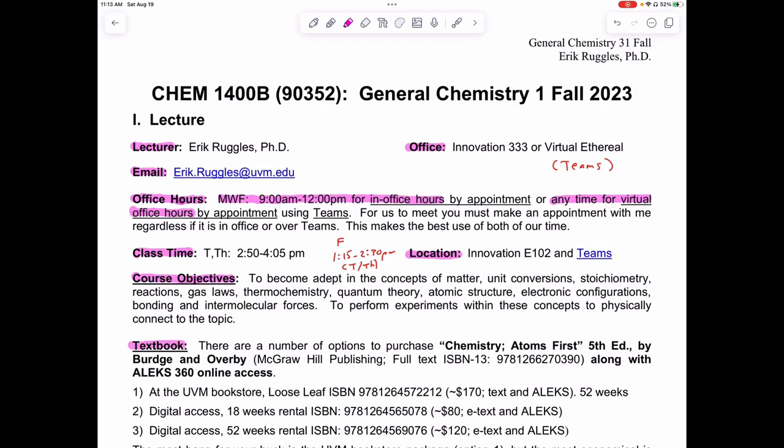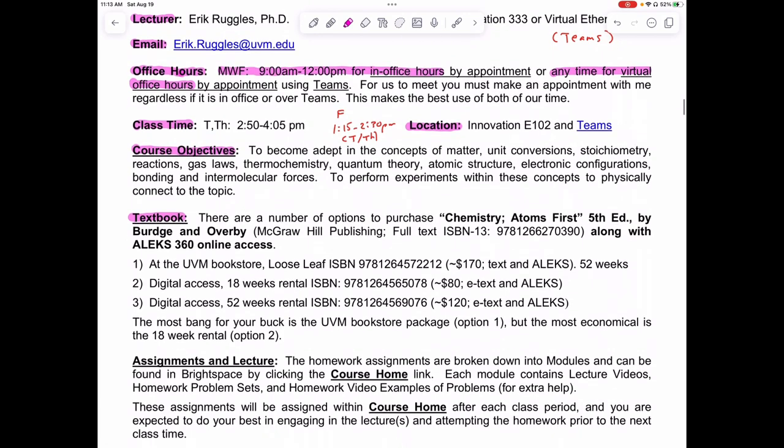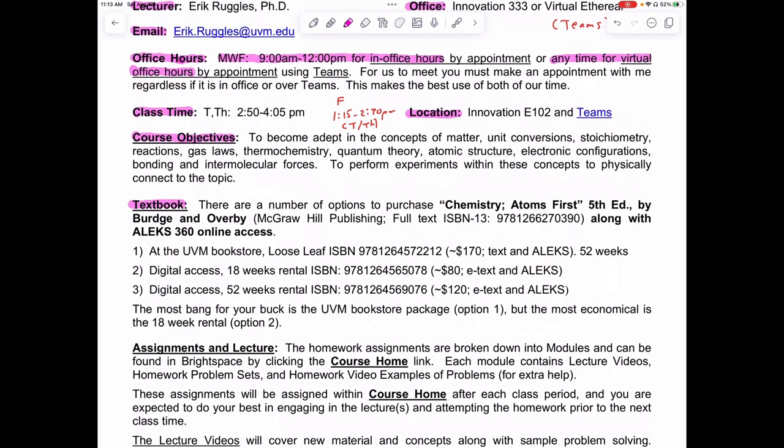The textbook is new for this year. So we're using Chemistry Atoms First, the fifth edition by Burdge and Overby. If you go to McGraw Hill Publishing, there's the full text ISBN number, along with the ALEKS 360 online access. We need both of those. It doesn't have to be the physical textbook. It could be the e-text, but we also need then this ALEKS platform.